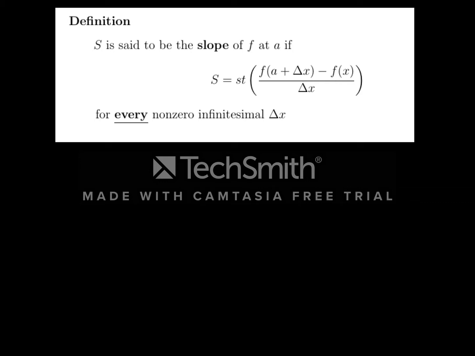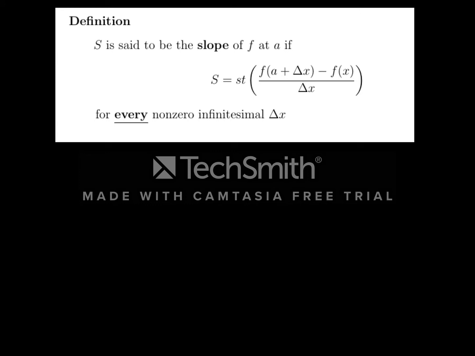So we'll talk a little bit about that issue in a minute, the fact that it has to be for every. How do you go about checking every? That would be a challenge for some functions. But right now, hopefully from the last example in the video, you have an intuition of what we mean here. We're looking at the change in y over the change in x for an infinitesimal non-zero value delta x.